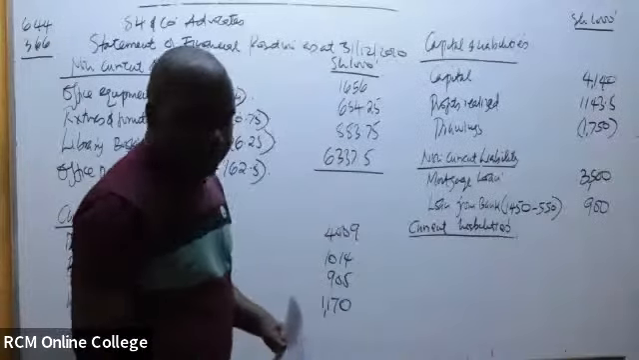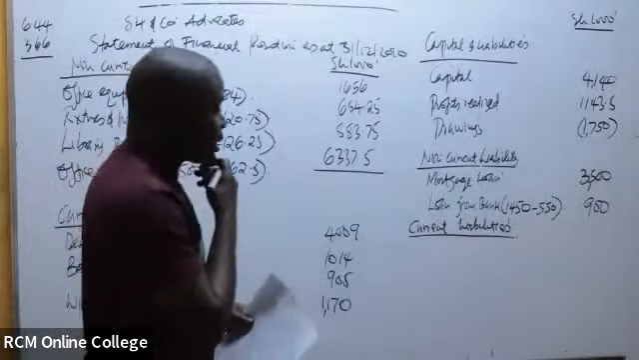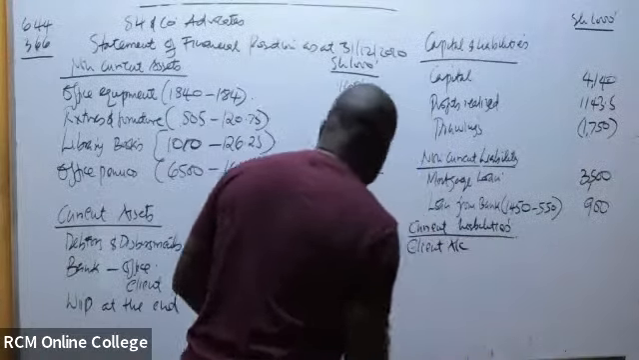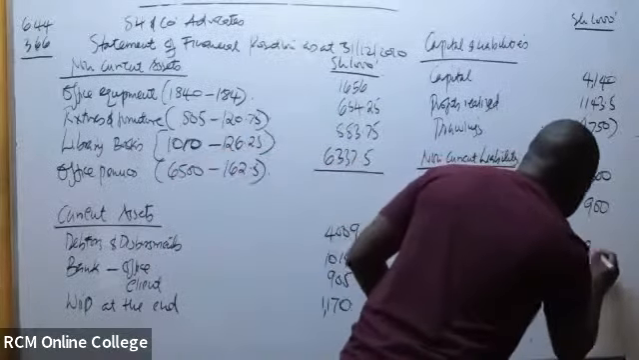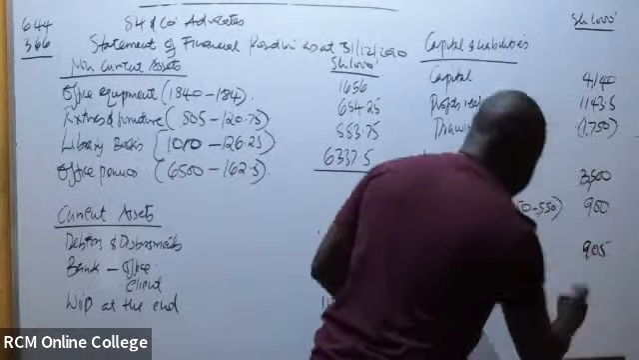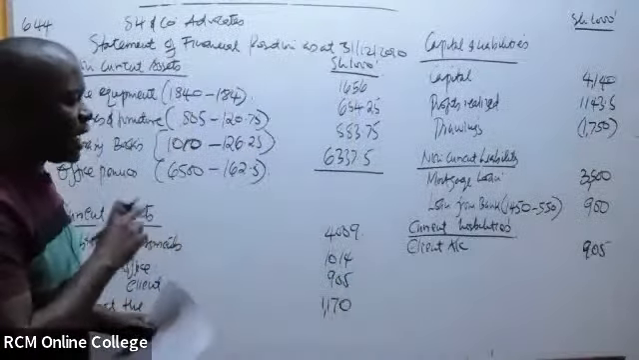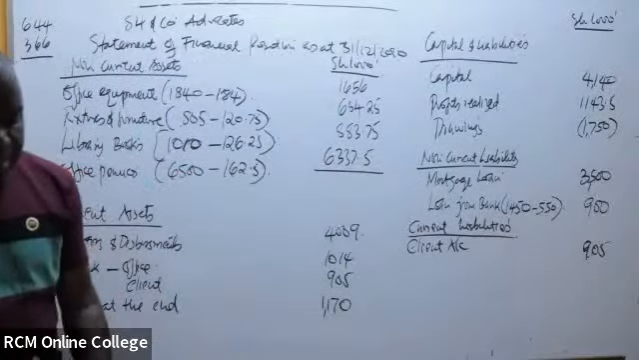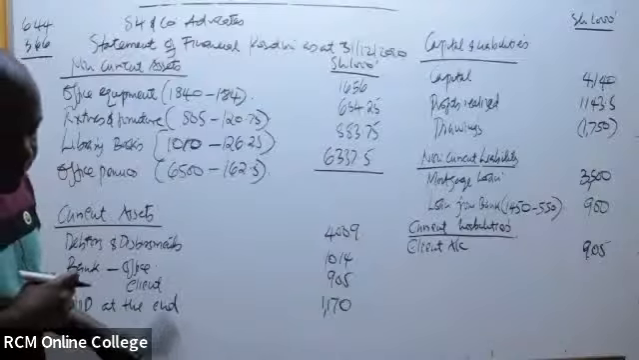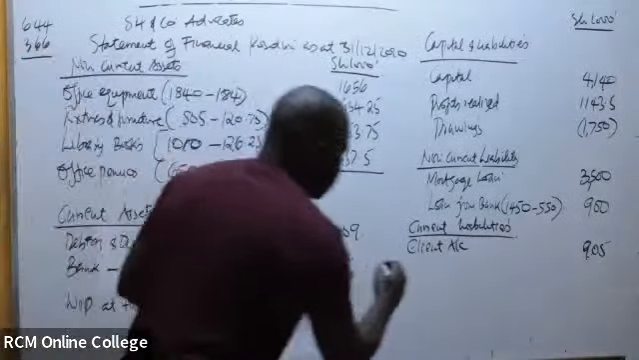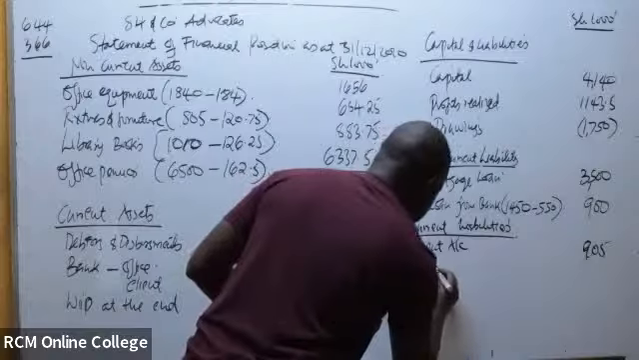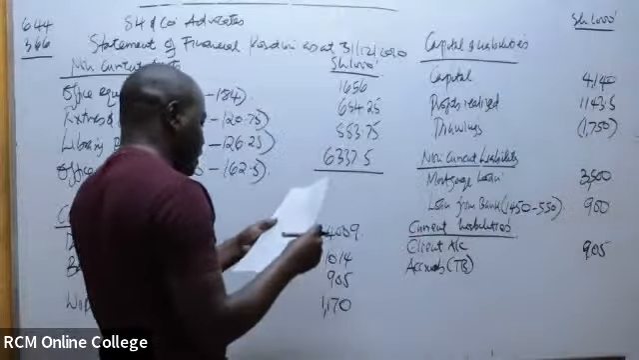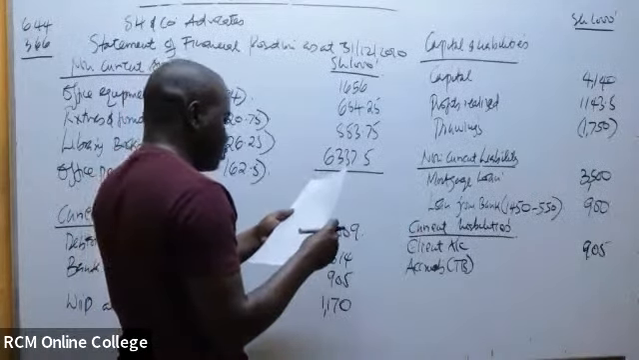In the current liabilities, there's that figure I was telling you about, the one for the client account. There was a balancing figure of 905. You remember it? And I reminded you that it will go to the statement of financial position as part of the liabilities. Then we have accruals as per the trial balance, a figure of 253.